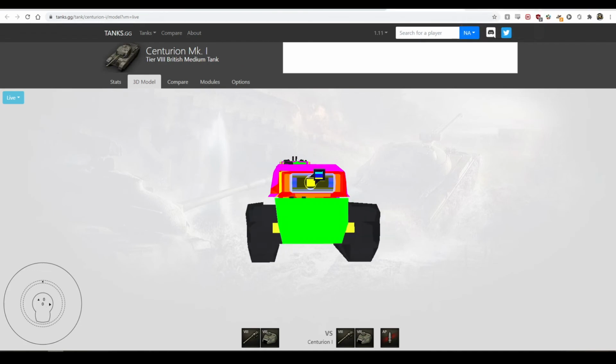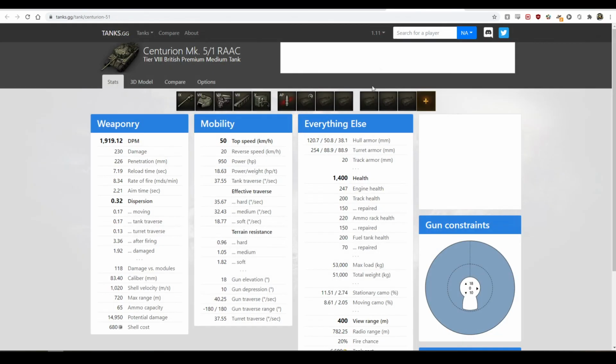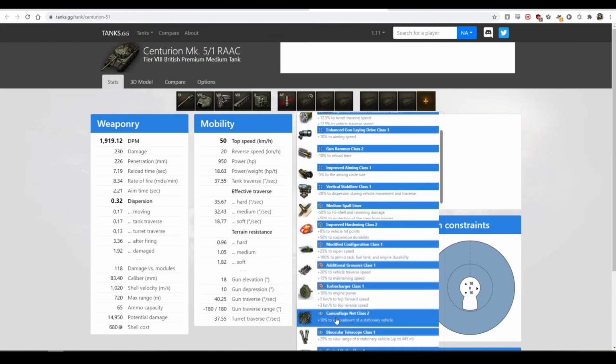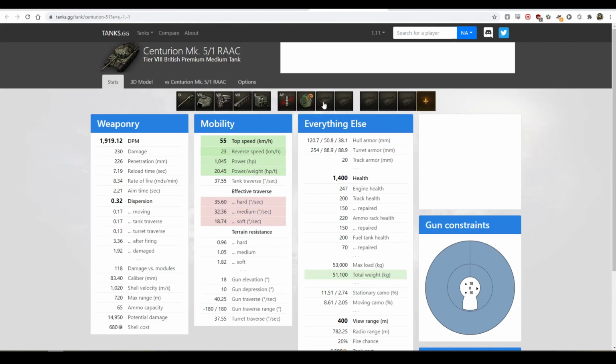I think if you enjoy the hull down, pew pew kind of pseudo flexible thing, then you're going to like the Centurion 5-1 RAAC. I think that you should buy it. I have been experimenting with the turbo. I'm not necessarily convinced that's the best way, but it is fun.